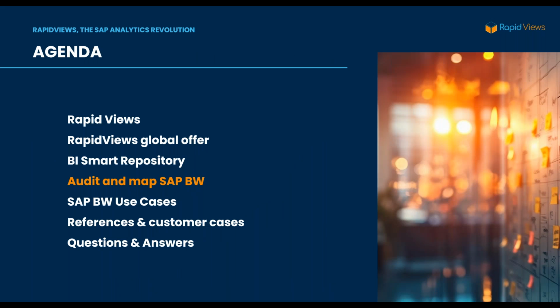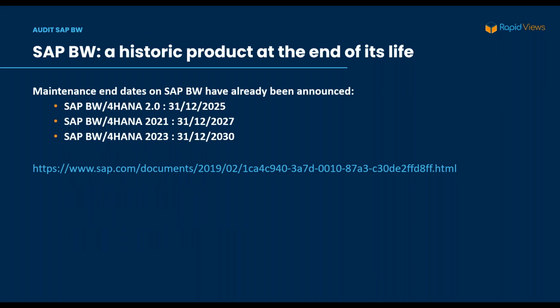The principle of this webinar, Audit and Map SAP BW, is to see how and why customers decide to audit and map SAP BW. SAP BW is a historic product. Actually, SAP announced an end of life. For BW/4HANA 2.0, it's in 2025. For BW/4HANA 2021, it's in 2027, and so on. We can retrieve this information directly on the SAP site.